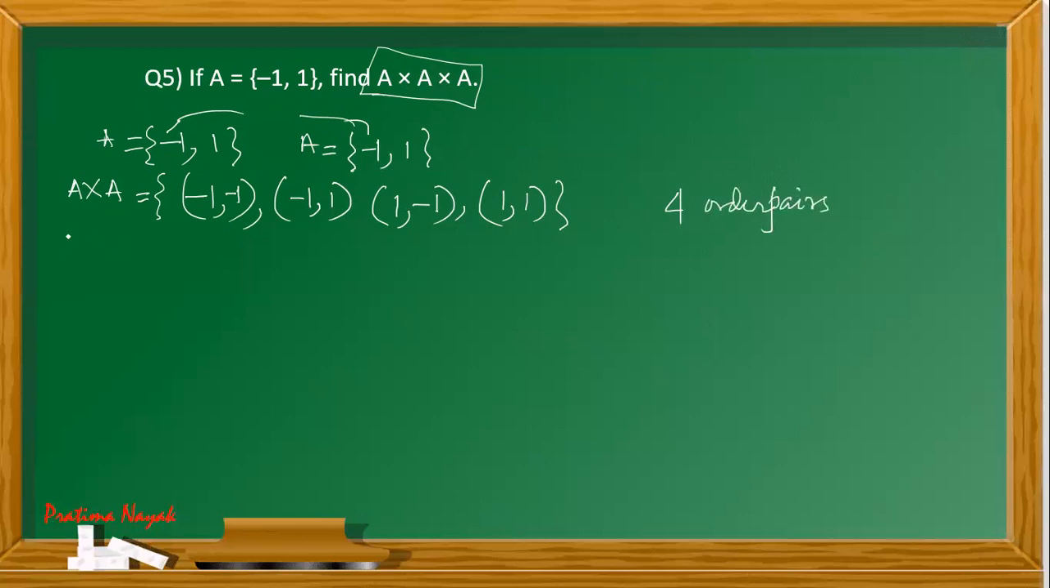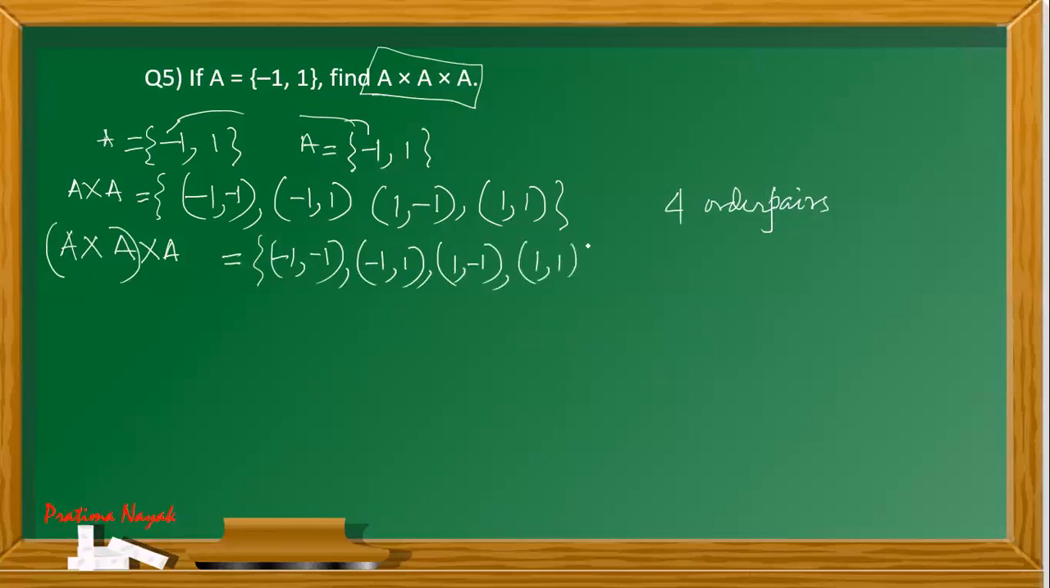Now, triple product. Triple product means A product A product A. So what will we do? You can think of it in this way. Minus 1, minus 1, minus 1, 1, 1, minus 1, 1, 1 will be paired with your minus 1, 1. That means I'll write 3 coordinates. There it was x and y. Here there will be x, y, z. So it will be minus 1, minus 1, minus 1.